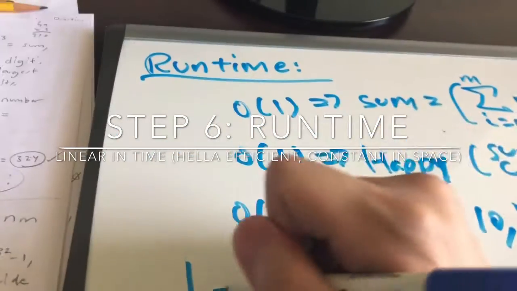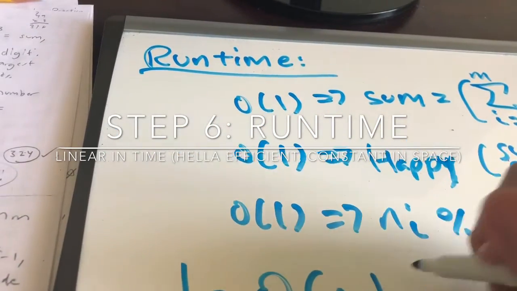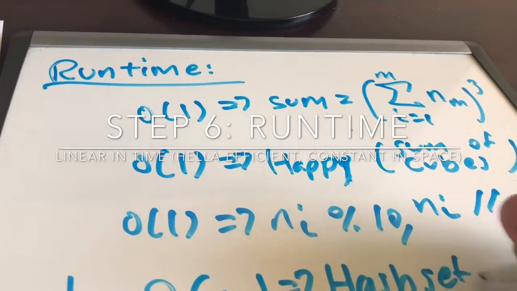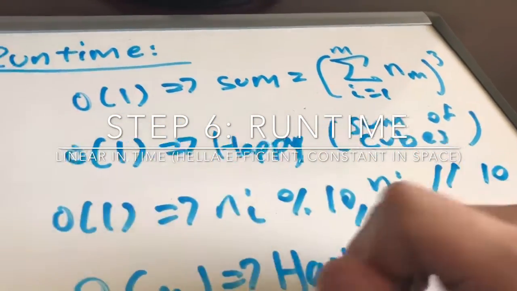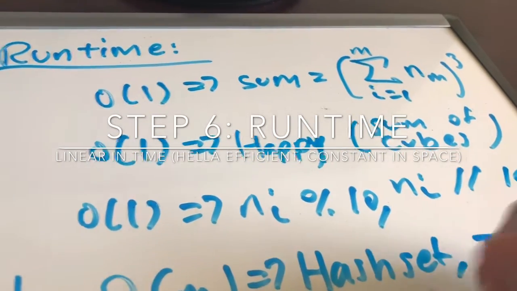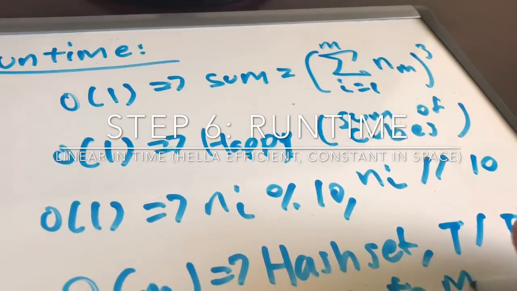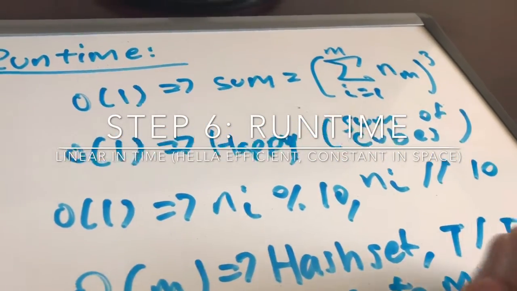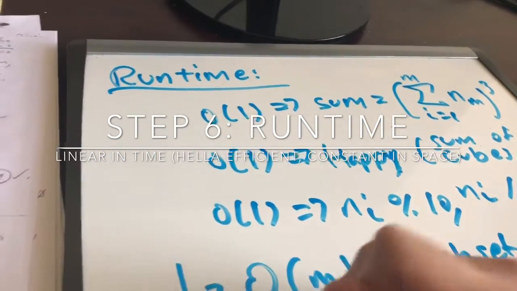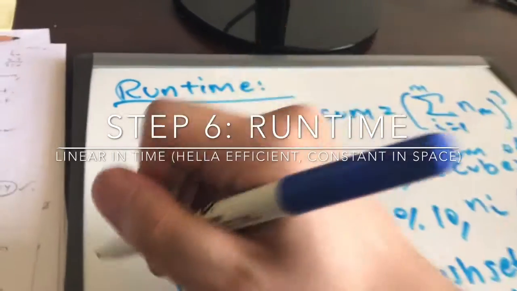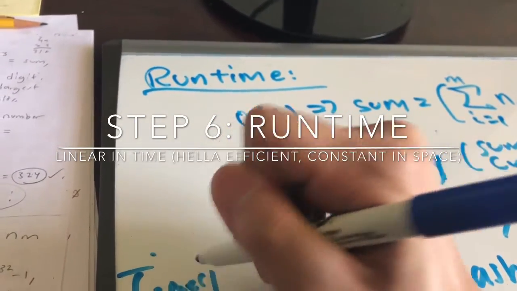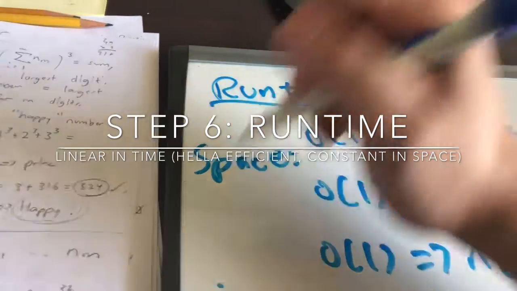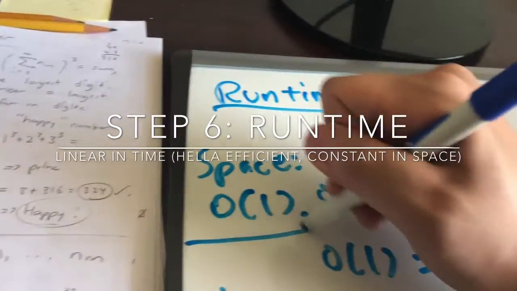But finally, you just have O of m for the hash set because you want to do the true false for up to the m digits in n. So your total runtime is O of m in terms of time. And in terms of space, it's going to be O(1) because of the hash set. And that is it. That is your algorithm.